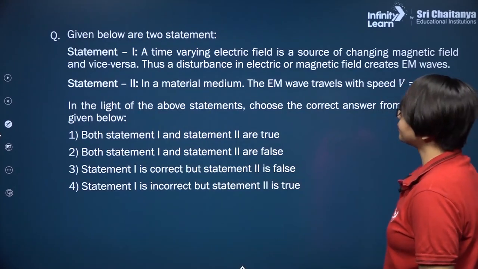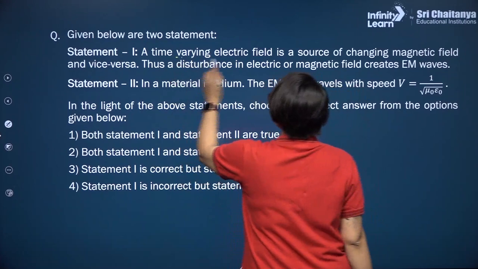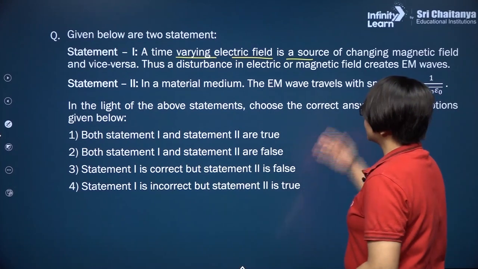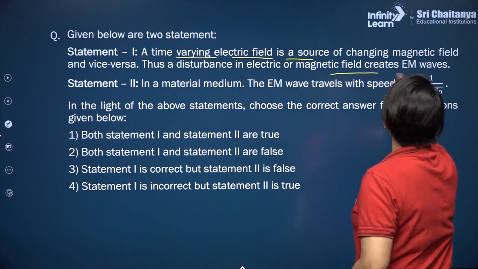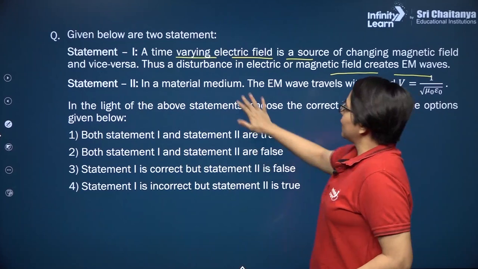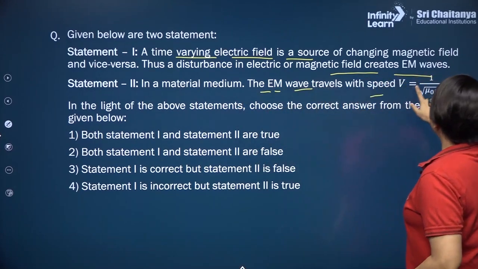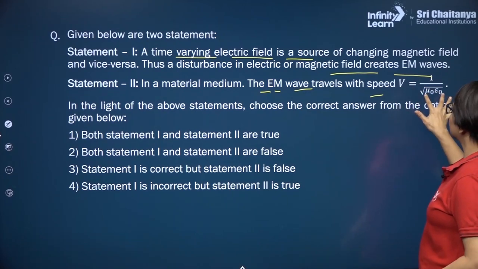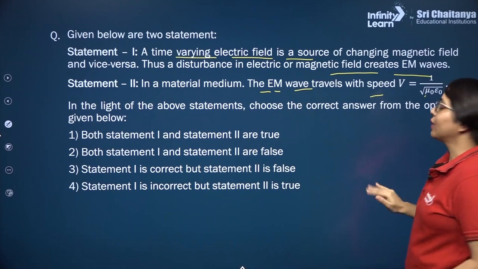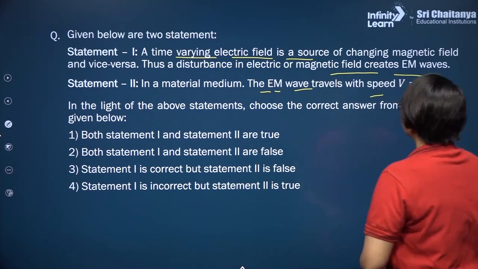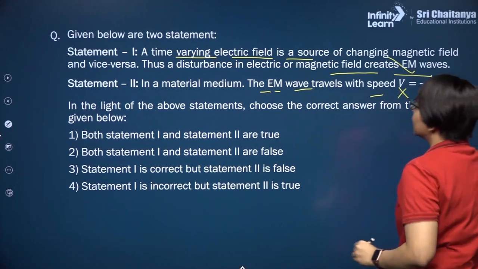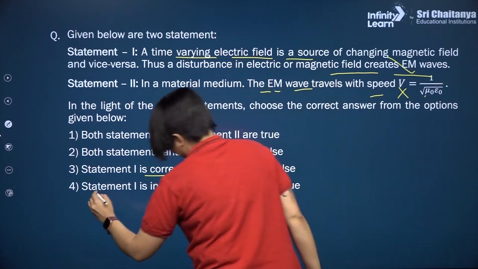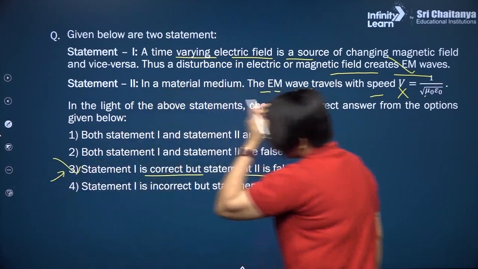Now next is this one, statement 1. A time varying electric field is a source of changing magnetic field and vice versa, which is true. Thus a disturbance in electric or magnetic field creates EM waves, true. In a material medium, the EM wave travels with speed v equals 1 upon under root of mu naught epsilon naught. No, this is the speed in vacuum. In a medium, it will become 1 upon under root of mu into epsilon. So statement 1 is true, statement 2 is false, right? So statement 1 is correct, but statement 2 is false. Okay, so 3 is the correct answer.